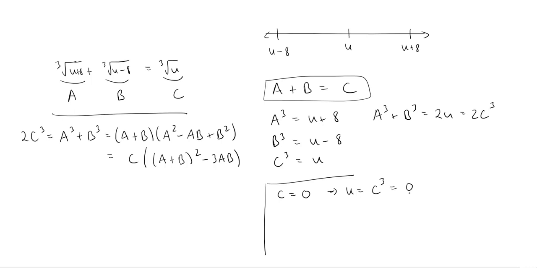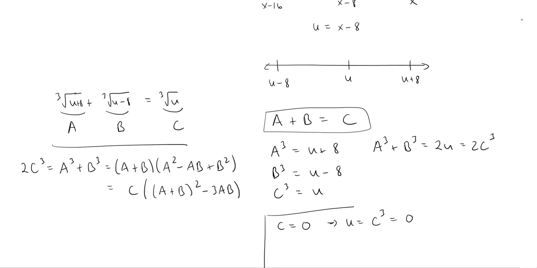Okay, what was u? Right, we defined this as x minus 8. So this would imply, actually, we could just do it from here, right? So if u is equal to 0, what happens? I would get the cube root of 0, the cube root of 8, and the cube root of minus 8. Hey, wait a second. Cube root of 8, that's 2. Cube root of minus 8, that's minus 2. 2 plus minus 2, that is equal to 0.